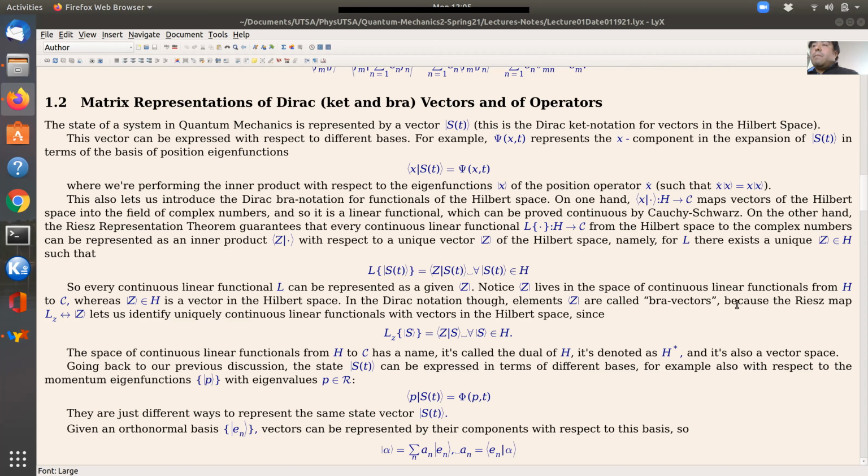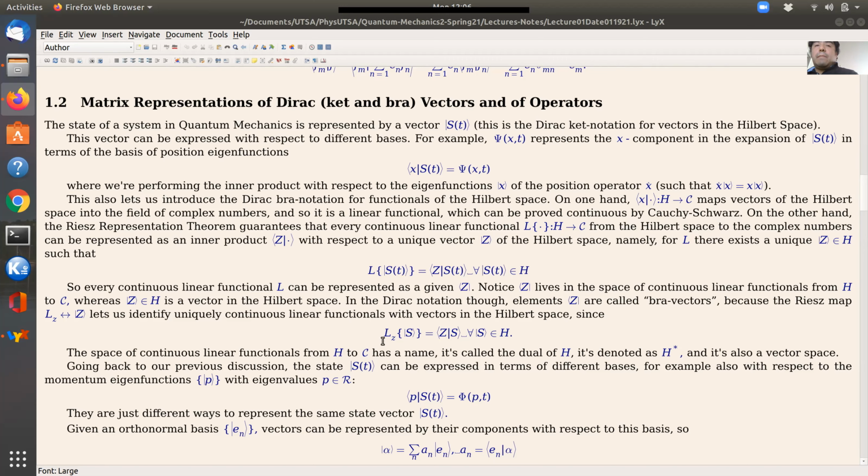And well, the Riesz map identifies uniquely the linear functional with C. So again, it lets us identify continuous linear functionals uniquely with vectors in the Hilbert space, because they have the same effect. So this presents where bra vectors come from, and also the reason for the notation, because this is a bra and this is a ket. Together they form a bracket, and you have the inner product between these two elements.